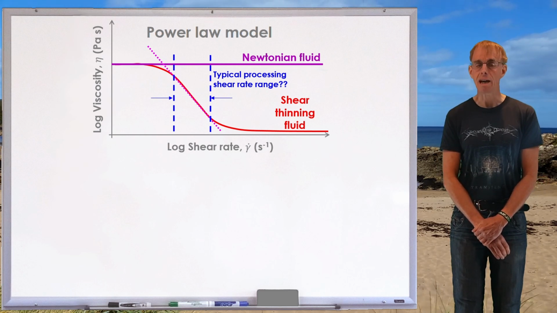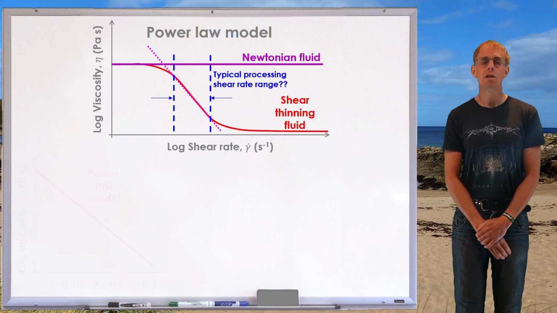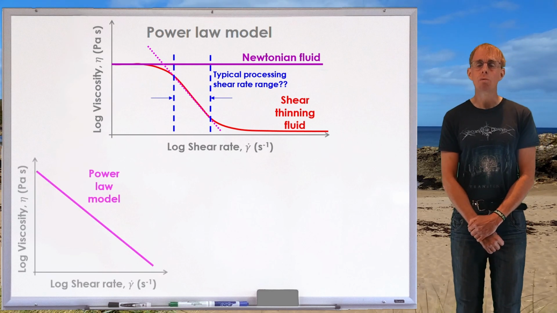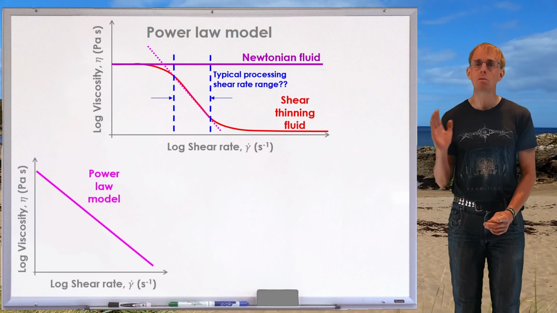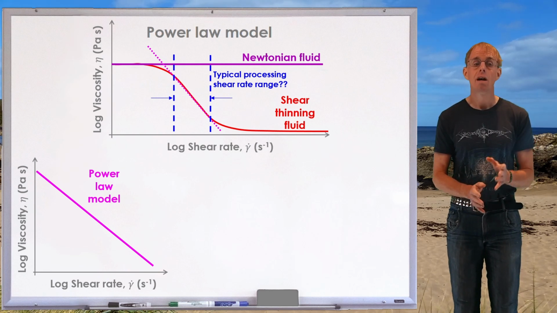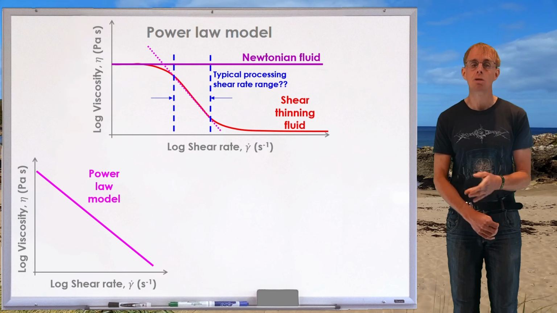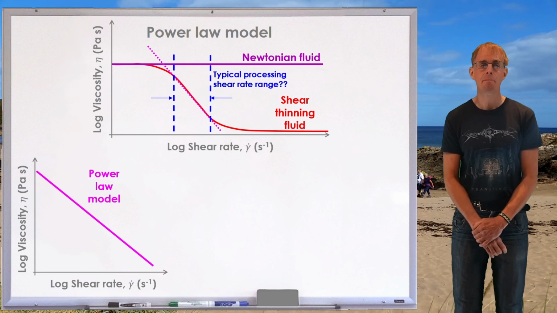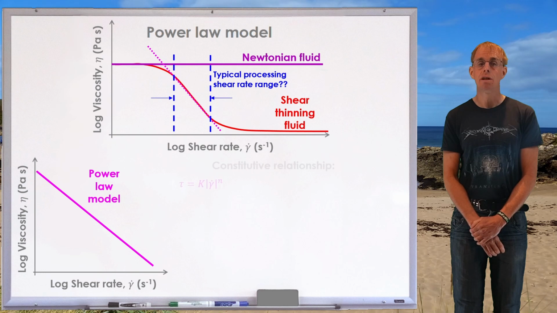Okay, so that's kind of handy. So if we just drag that out, what we could do as an approximation is say, look, why don't we say that over the shear rate range of interest, our viscosity varies in a power law nature with shear rate. And we can write down a relationship for that.